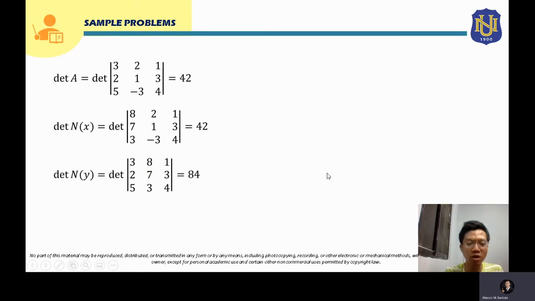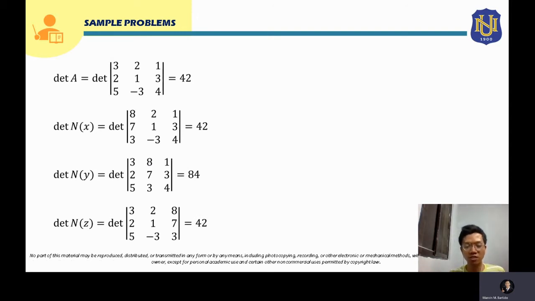Now for the determinant of Ny, this is obtained by replacing the column wherein the y variable is located with the constants. So the constants are 8, 7, 3. So this will now be the Ny, solving for its determinant using the basket method. So it will give you 84. So that will be the determinant of Ny.